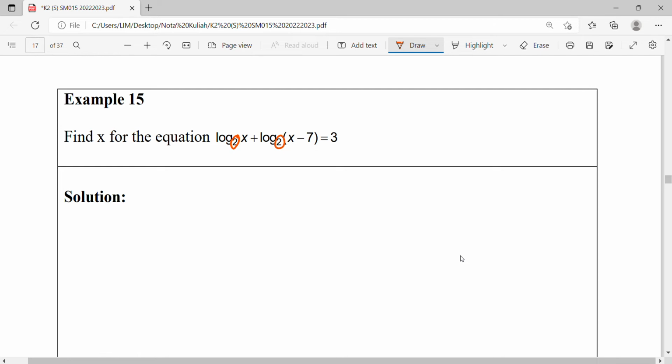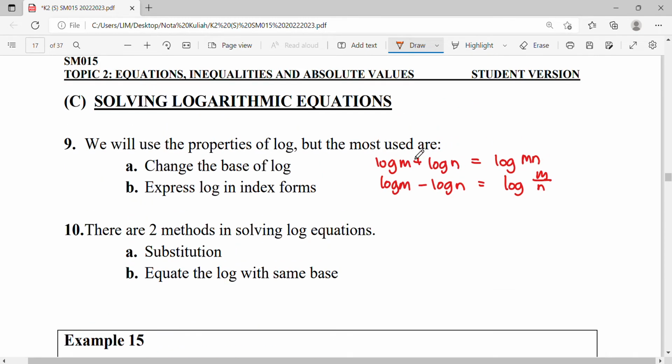Then we see, can we use the properties of the log? Can we simplify this log? Easier to say, to change to a single log, it must be in the operation plus or minus. If we meet the situation of plus or minus, yes, we simplify it to a single log. If we cannot, we might use the substitution method.